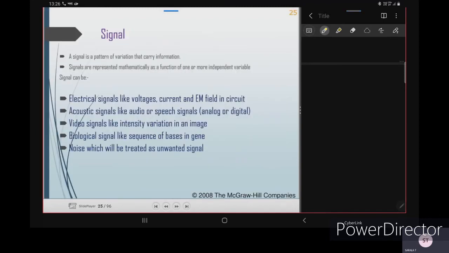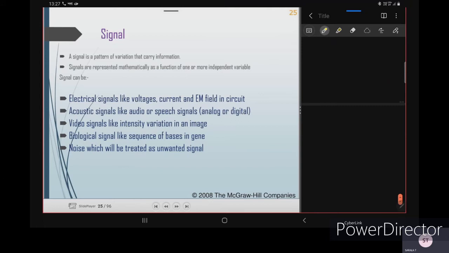Next, we are going to learn about signals. A signal is a pattern of variation that carries information. If it is a voice signal, you will have this type of signal, and if it is a sine wave or cos wave, it will be in this format. And if you are transmitting a digital signal, zeros and ones will be there.